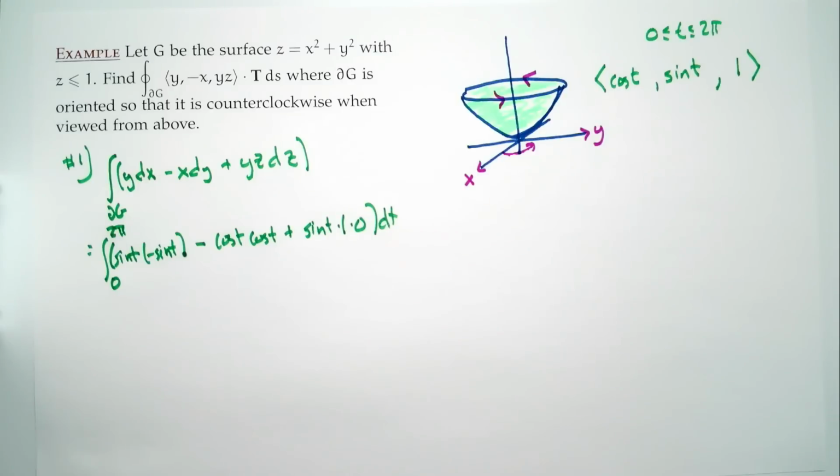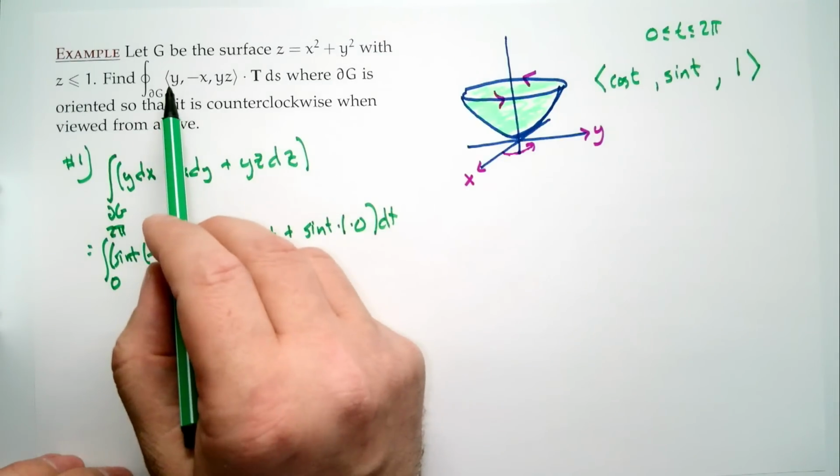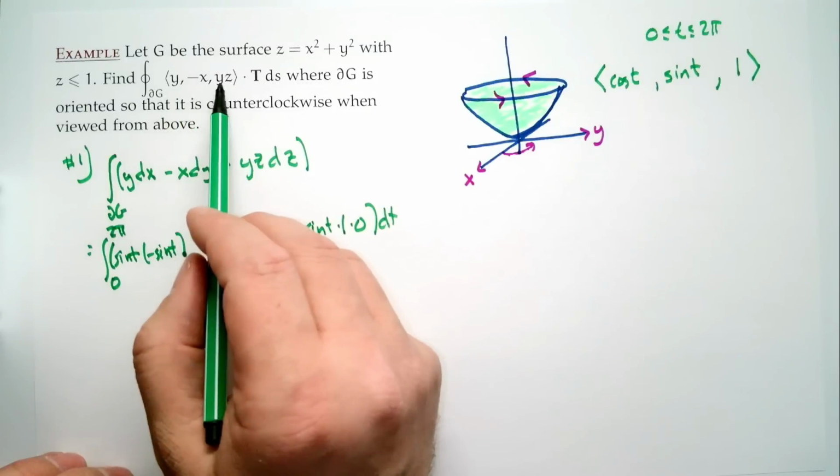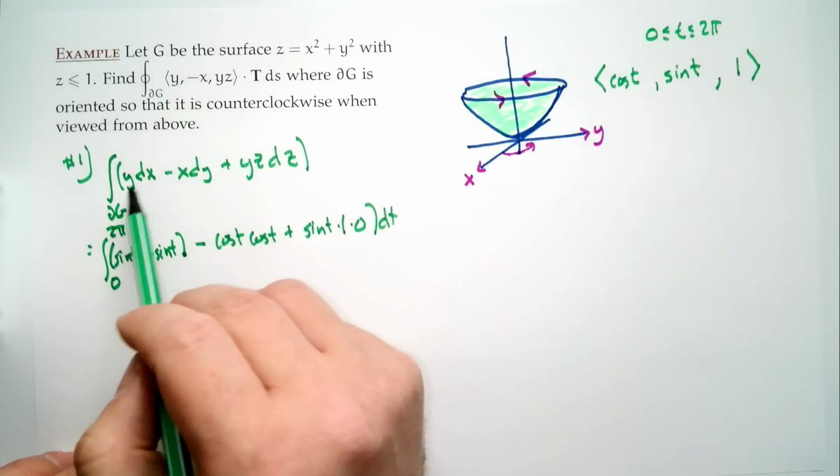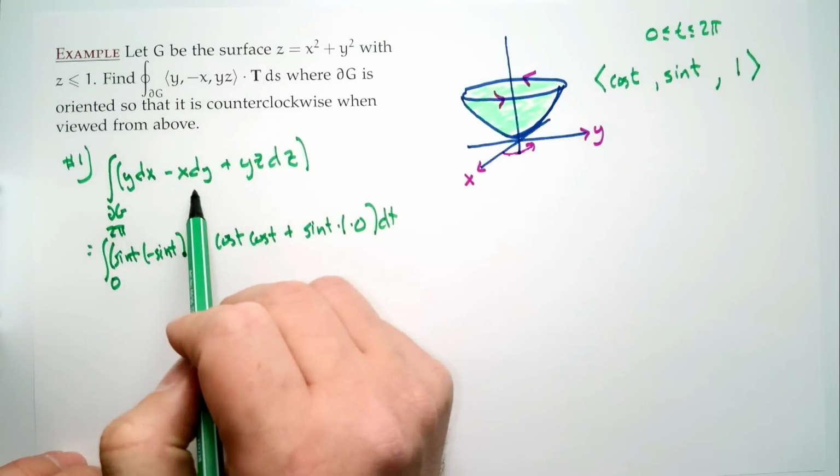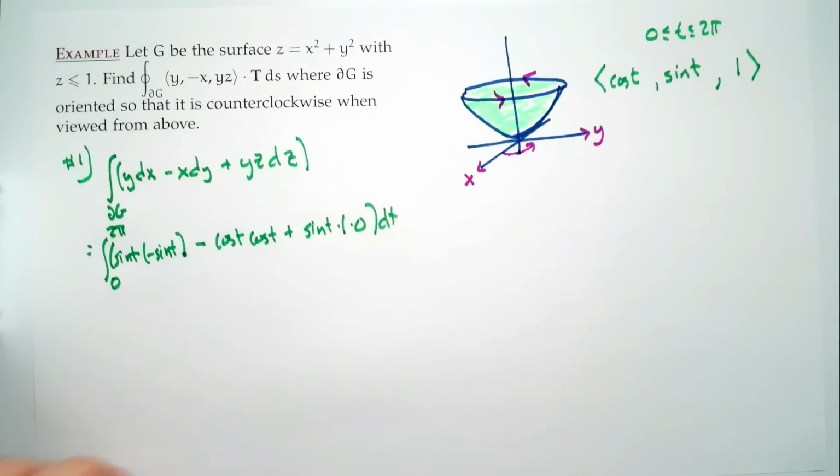Where did you get that first line there, the y dx minus x dy? Right here. It tells us the integral is y, minus x, yz. So y dx minus x dy plus yz dz. All right.